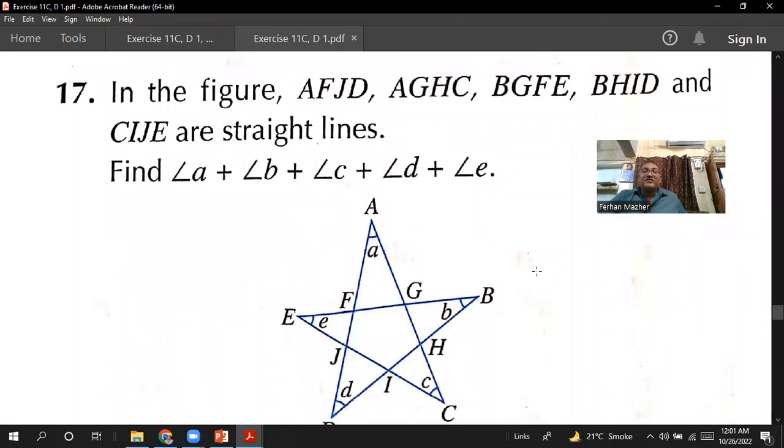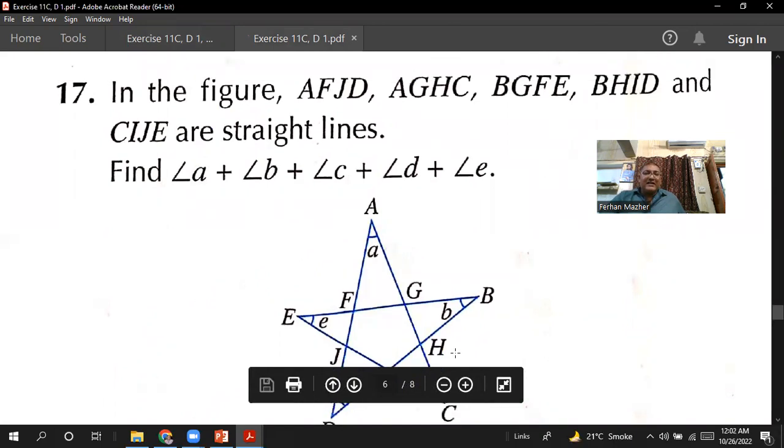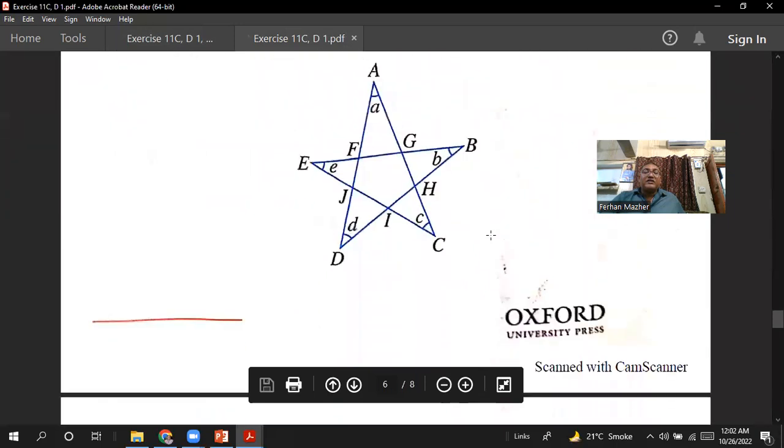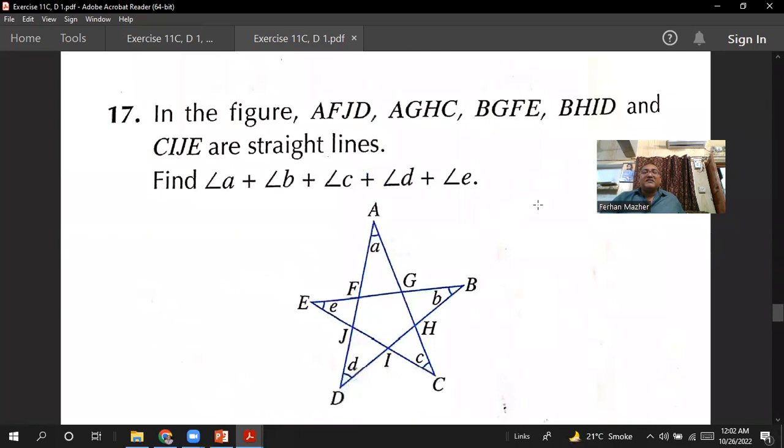So now this question. Let me reduce the size so you can see it more clearly. These are the last questions. They are a little strange. In the figure, AFJD, AGHC, BGFE, BHID, and CIJE are straight lines. Find the sum of A, B, C, D, and E.